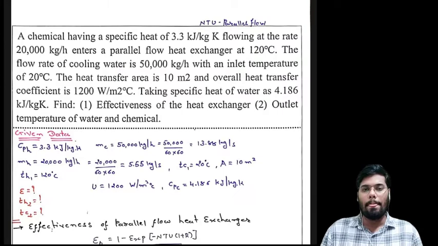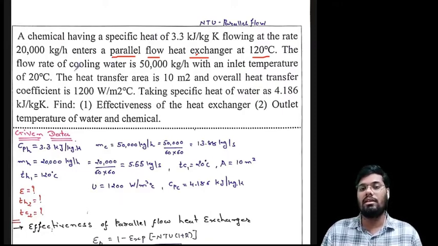First numerical: a chemical having specific heat of 3.3 kilojoule per kg Kelvin flowing at the rate of 20,000 kg per hour enters a parallel flow heat exchanger. So here we can identify that it is the parallel flow configuration, at 120 degrees Celsius. Right now we don't know whether our chemical is hot fluid or cold fluid. Let's read further. The flow rate of cooling water. So here it is mentioned that there is a cooling water, so our chemical is our hot fluid.